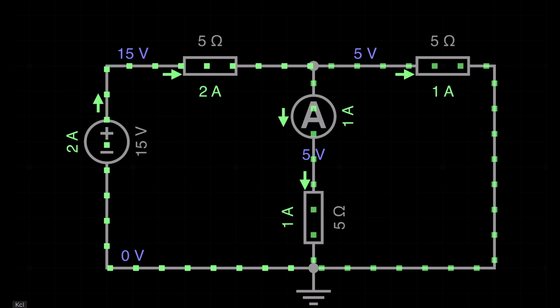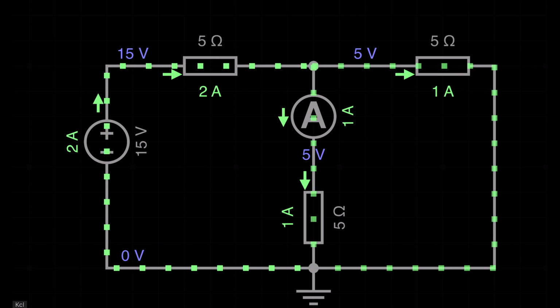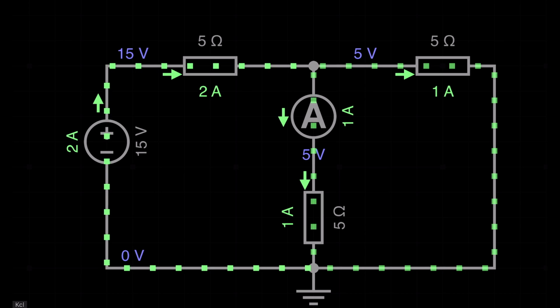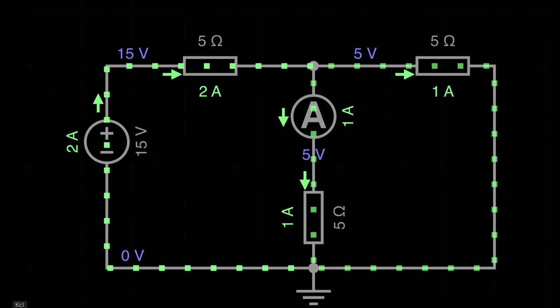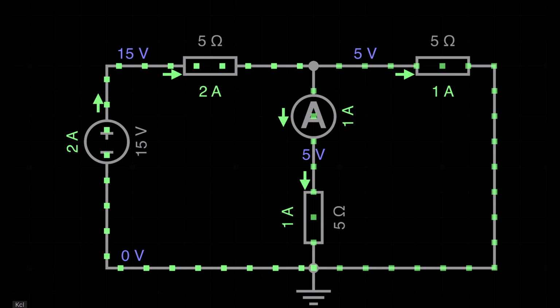So our calculation result exactly matches the simulation result. And we already did this simulation in the KCL and in the KVL, right? So the answer is the same.